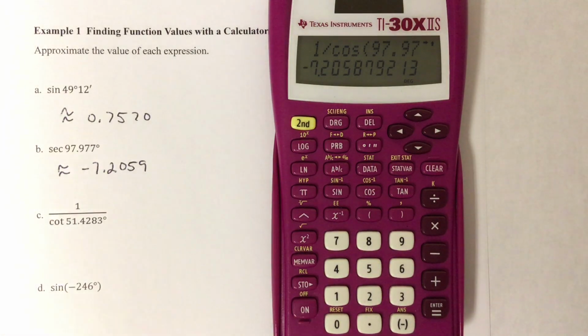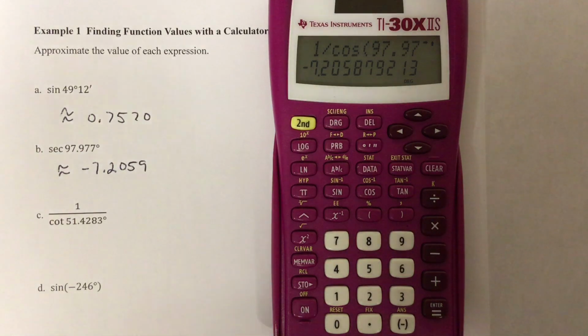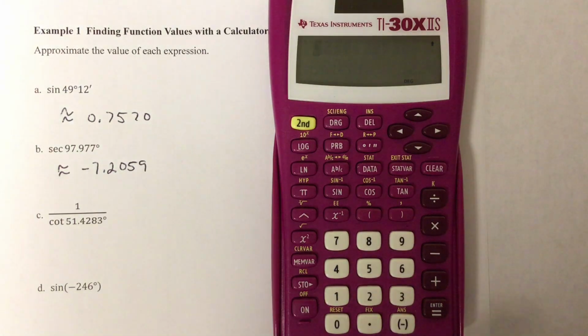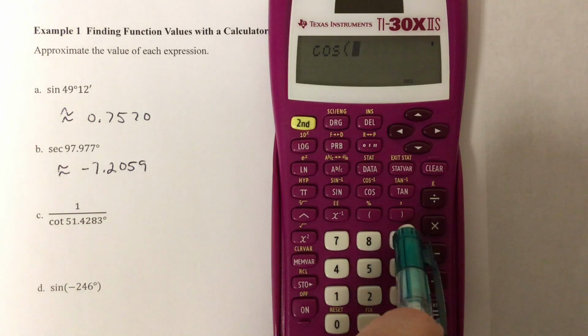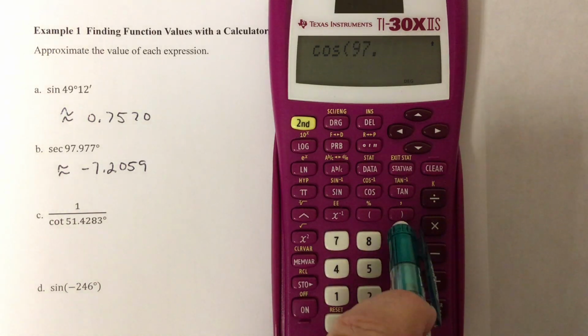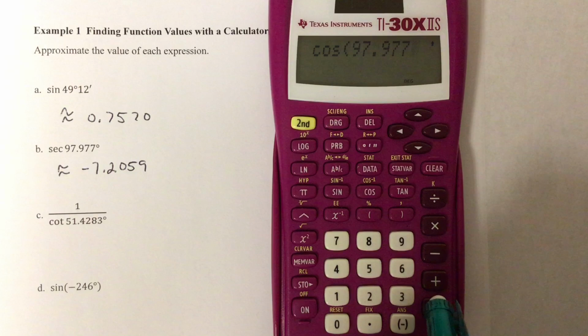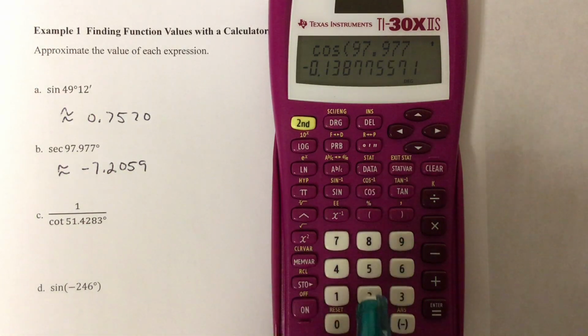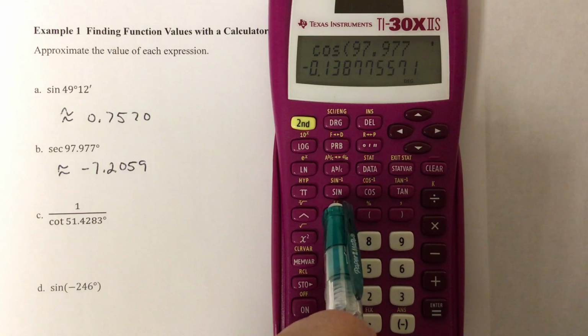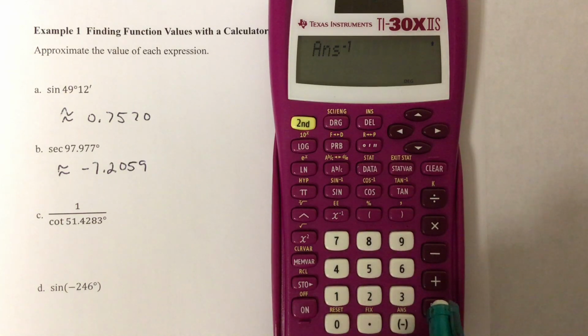And rounding off at 4 decimal places, we get negative 7.2059. And here's another way of getting the secant. You can just go cosine of 97.977, press enter, and there's your cosine value. And then you can get a reciprocal of that number. So you can go reciprocal of, and then equals, and there's our same answer.